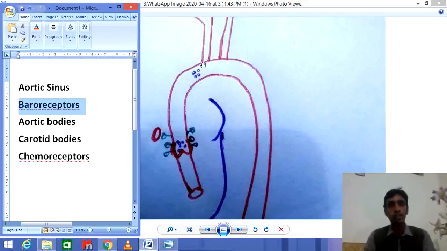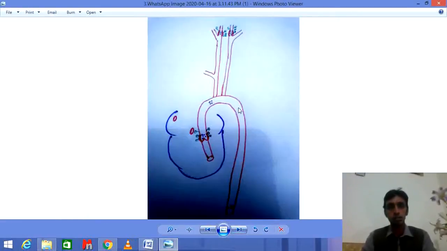Now, what is the function of the baroreceptor? The baroreceptor detects the pressure of blood against the wall of the blood vessels. A large number of baroreceptors are present on this sinus and this sinus. This sinus is easily dilated and easily flattened. So these receptors, the baroreceptors, are responsible for the detection of the pressure of blood against the wall of the blood vessels over here.